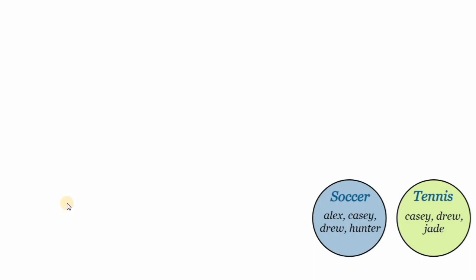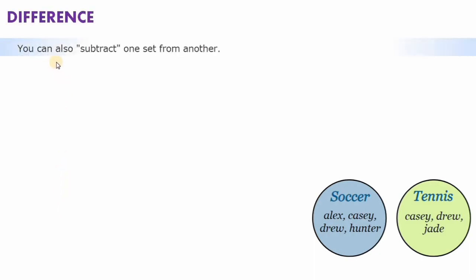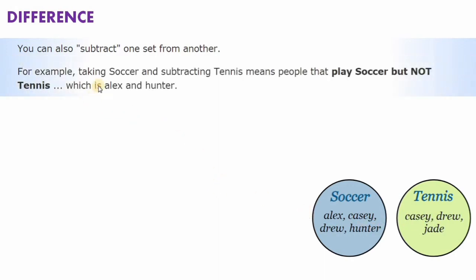Now the next topic is called difference. That means you can also subtract one set from another. So basically we have got two sets out here. So let's subtract one set from the other. For example, let me take soccer and subtract tennis. That means we'll subtract tennis from soccer. That is soccer minus tennis. That's what we are going to find.